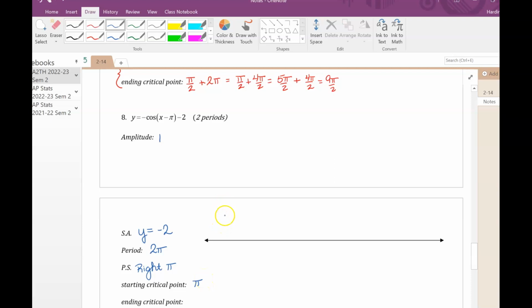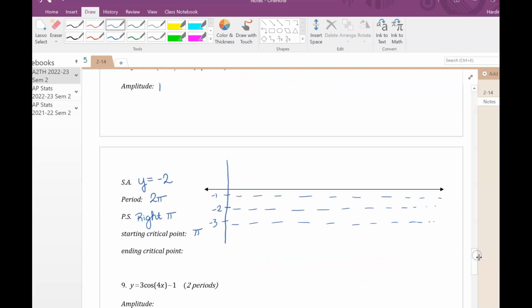Let me draw this here. We're going to need a little bit more below than usual because the sinusoidal axis is at -2. The amplitude is 1, so the highest point is -1. The lowest point is -3. All right. The ending critical point. Well, if the period of the graph is 2 pi, and I have to do 2 periods of the graph, the ending is going to be at 5 pi.